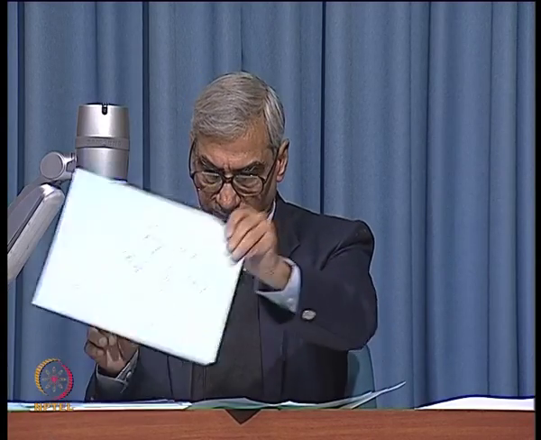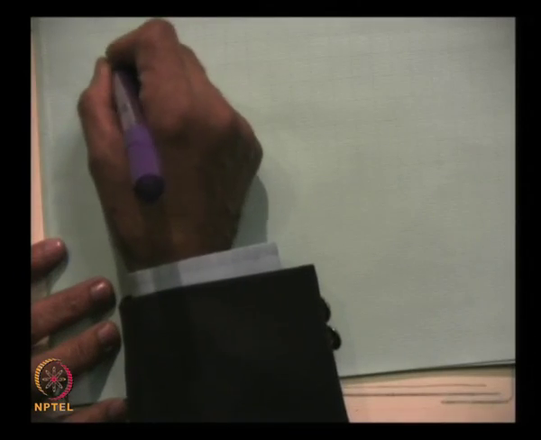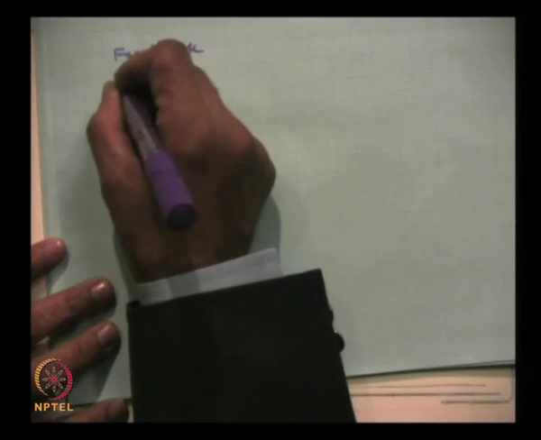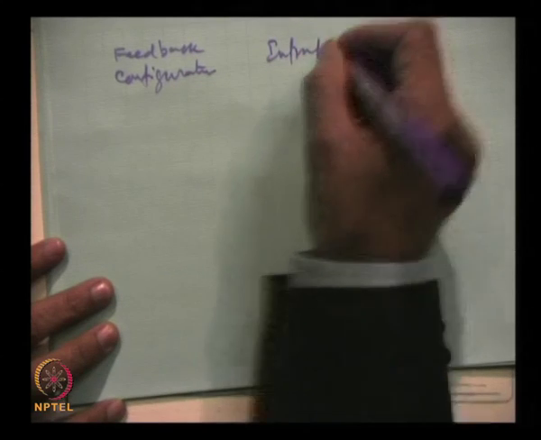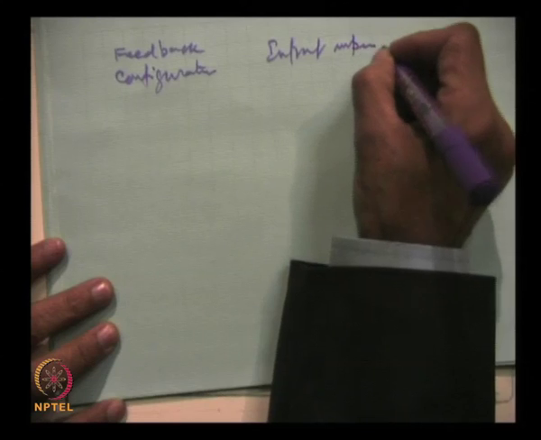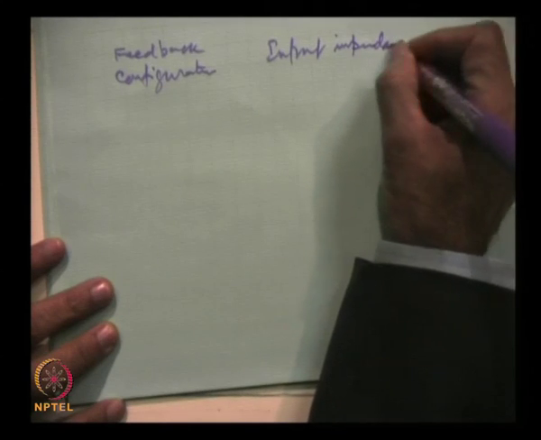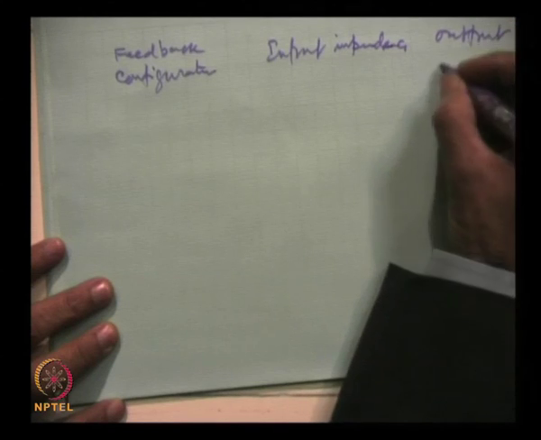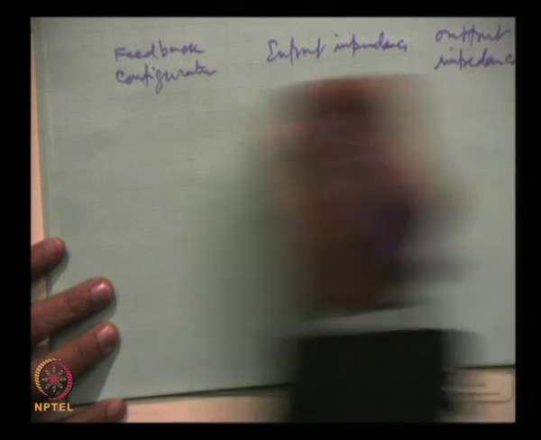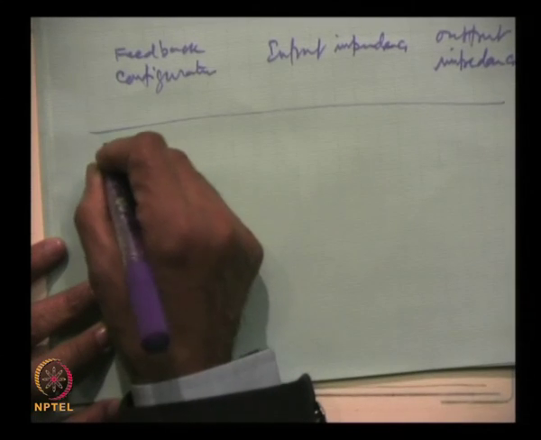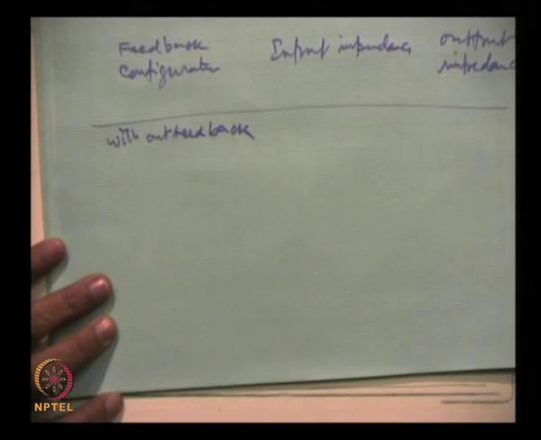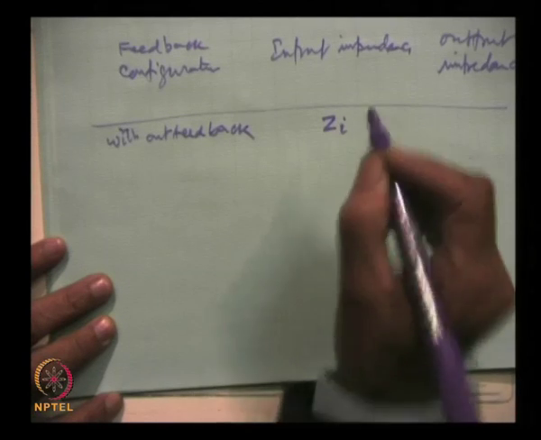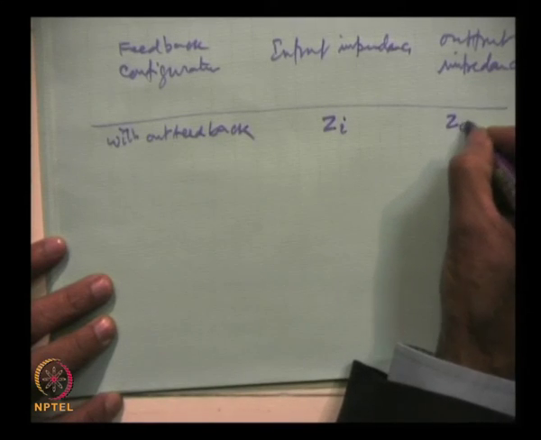Just to summarize in the table, the feedback configuration, this is the input impedance, and this is the output impedance. Here, without feedback, this is Z I, and output impedance is Z 0.